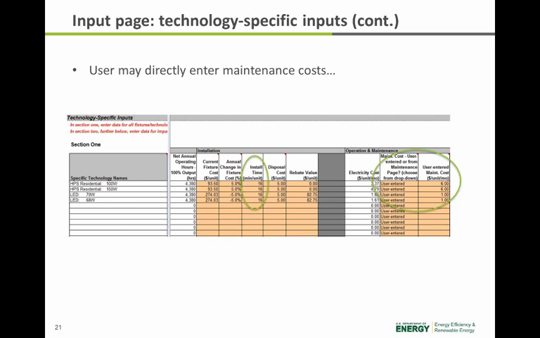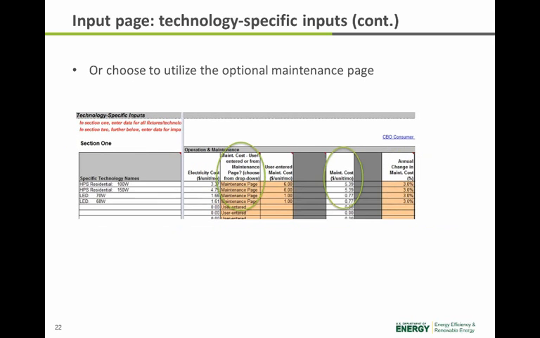But in this case, we actually want to utilize the optional maintenance page. So on this slide, I've changed that drop-down selection to maintenance page. And then you can see in the second green oval on this sheet that costs from the maintenance kit page are being pulled in there, estimating the dollar per unit per month cost of maintaining these fixtures, $5.39 for the HPS fixtures and 77 cents for the LED fixtures.